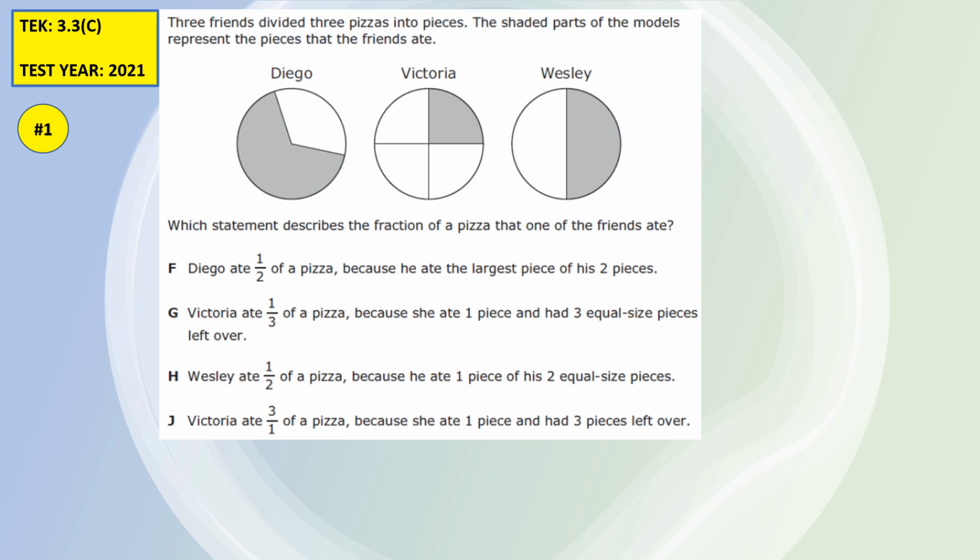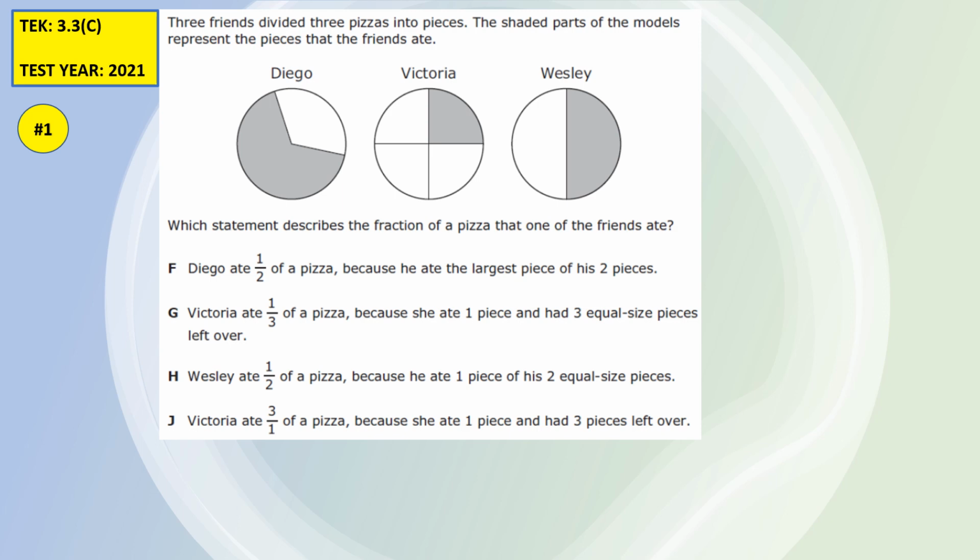Number 1 says 3 friends divided 3 pizzas into pieces. The shaded parts of the models represent the pieces that the friends ate. Model 1, the shaded part shows the amount that Diego ate. Model 2, the one in the middle, the shaded part shows the amount that Victoria ate. And Model 3, the one on the far right, shows the amount of pizza that Wesley ate.